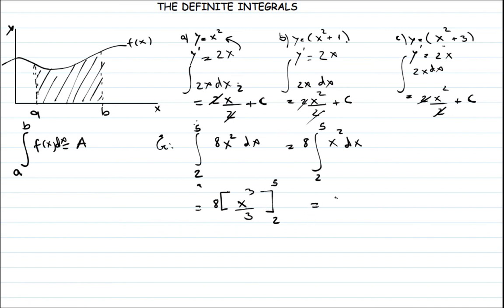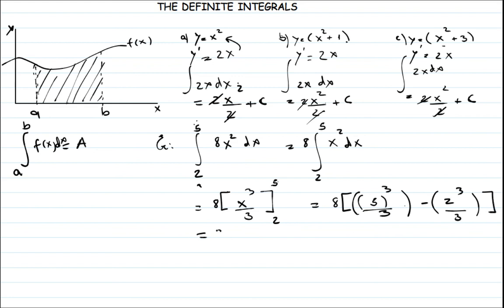And this is going to be equal to 8 times, now how do we evaluate this function using the limits? Whatever value we have obtained from the integral, you replace wherever you have x, or whatever variable you're dealing with, with the upper limit, minus the same thing with the lower limit. So what you're going to get here is 5 raised to 3 divided by 3, this is one part of it, minus the second part, which is 2 raised to 3 divided by 3.